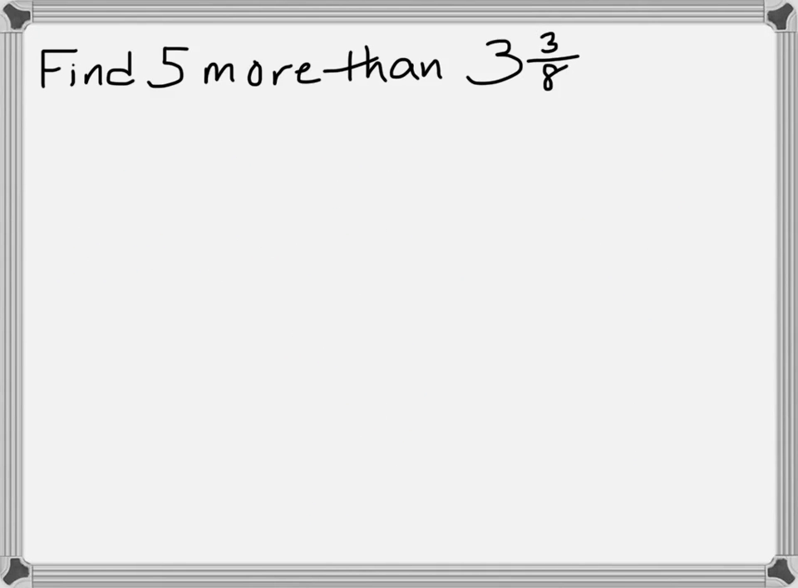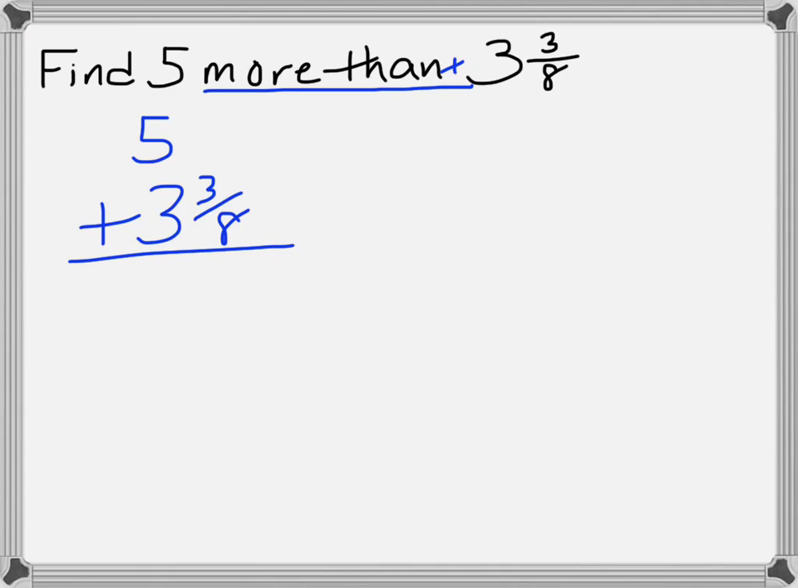This problem is written in words. Find 5 more than 3 and 3/8. Well, if something is more than, it's being added. So let's stack that up. 5 plus 3 and 3/8. This one's easy because the 5 doesn't have an extra fraction with it. I just add 5 and 3, 8, and my fraction drops down. Nothing to reduce. No improper fractions, so that one is finished.